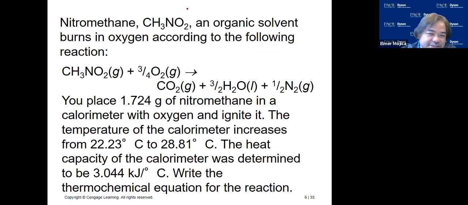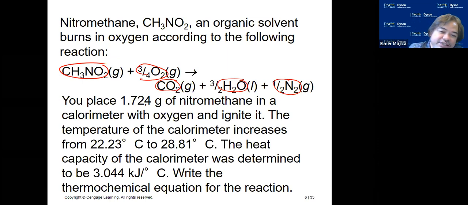So I think I need an extra thing here. Nitromethane, an organic solvent, burns in oxygen according to the following reaction. You have this nitromethane reacting with oxygen, producing carbon dioxide, water, and nitrogen. Now you placed 1.724 grams of nitromethane in the calorimeter with oxygen and ignited it. The temperature of the calorimeter increases from 22.3 to 28.81 degrees Celsius. The heat capacity of the calorimeter was determined to be 3.044 kilojoules per degree Celsius. So write the thermochemical equation.